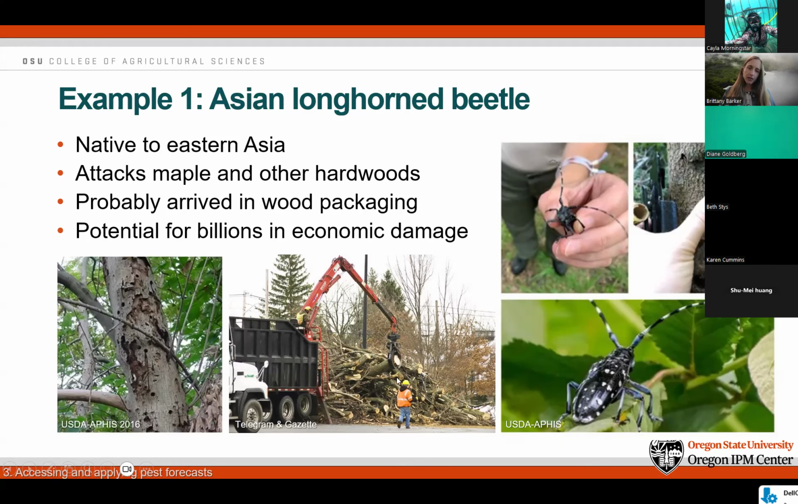You can imagine how expensive it is to cut down these huge maple trees. So if the Asian longhorn beetle spreads in the US, there's a potential for billions of dollars in economic damage.